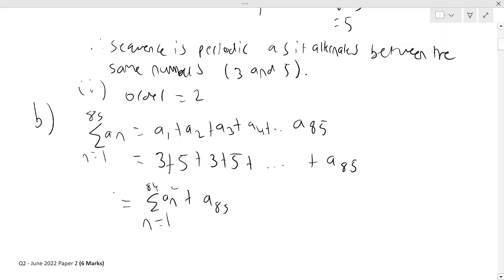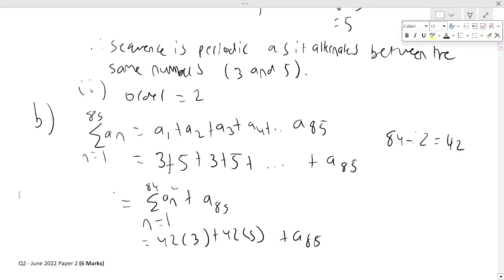So what that is saying is we can now split the 3s and 5s, because there's 2 of these numbers, into 2. So we can exactly say, well, what's 84 divided by 2? If we're going to split this up in 2s, what's the half of 84? Well, it's going to be 42, right? So then it'd be 42 lots of 3s and 42 lots of 5s, and then we have this A85 left over.